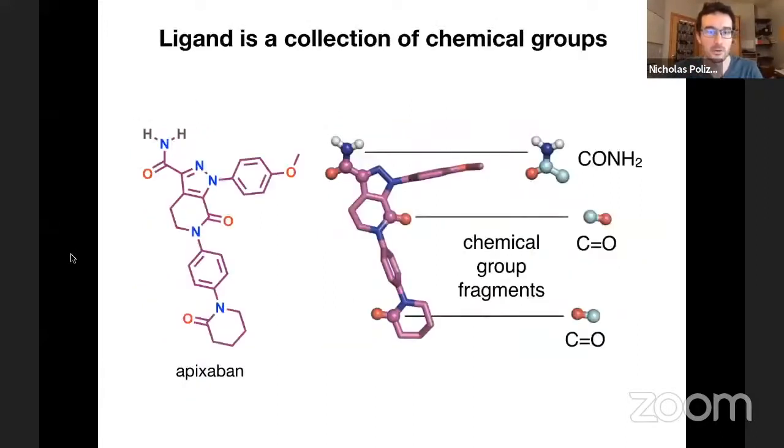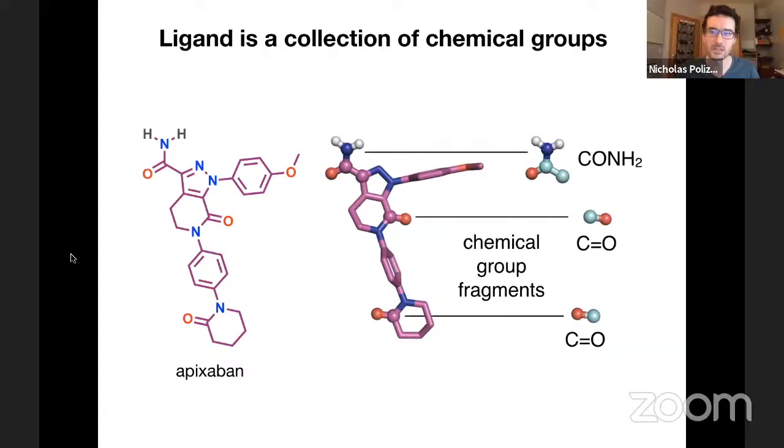What we think about in the DeGrado group right now is that the ligand, the small molecule, could be any ligand at all. It doesn't even have to be a small molecule. It could be a peptide, or it could be a protein even. It could be a molecular surface. But it's really just a collection of chemical groups, right?